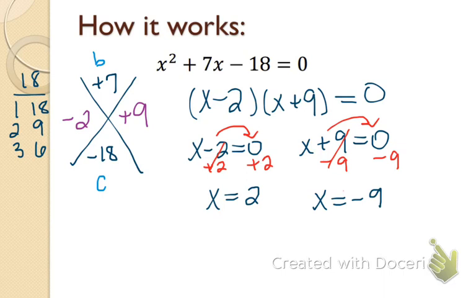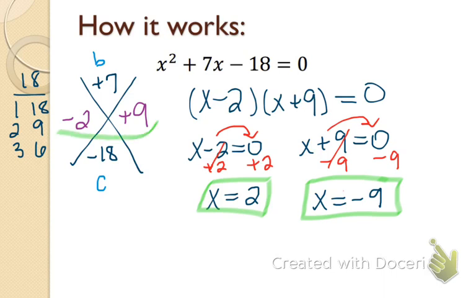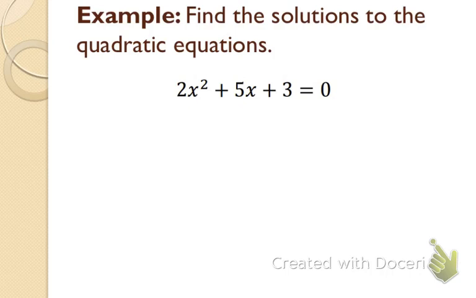Now, pay close attention to the solutions that we got. X is equal to 2 and x is equal to negative 9. These solutions are similar to the factors that we found, but they're not exactly the same. Please don't get this confused. Our factors were a negative 2 and a positive 9, but yet our solutions were positive 2 and negative 9. Okay, so let's try a different example.